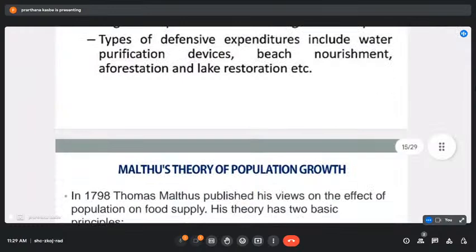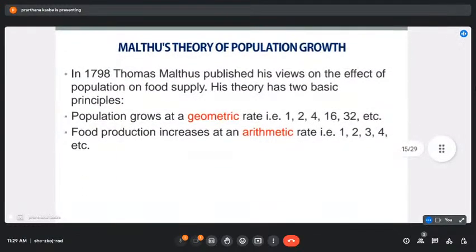So now we will go through a very popular theory related to the theories of population. The theories of population is a very important part of our syllabus.